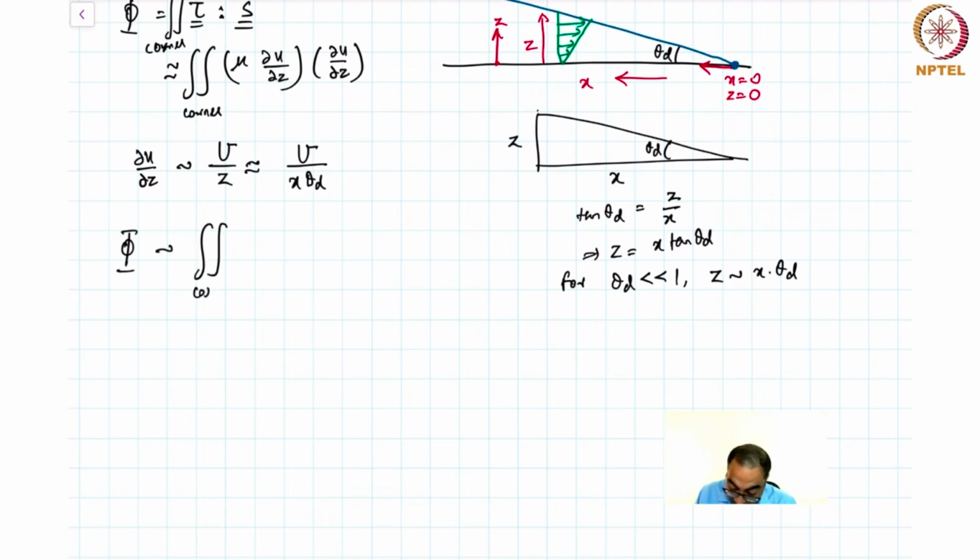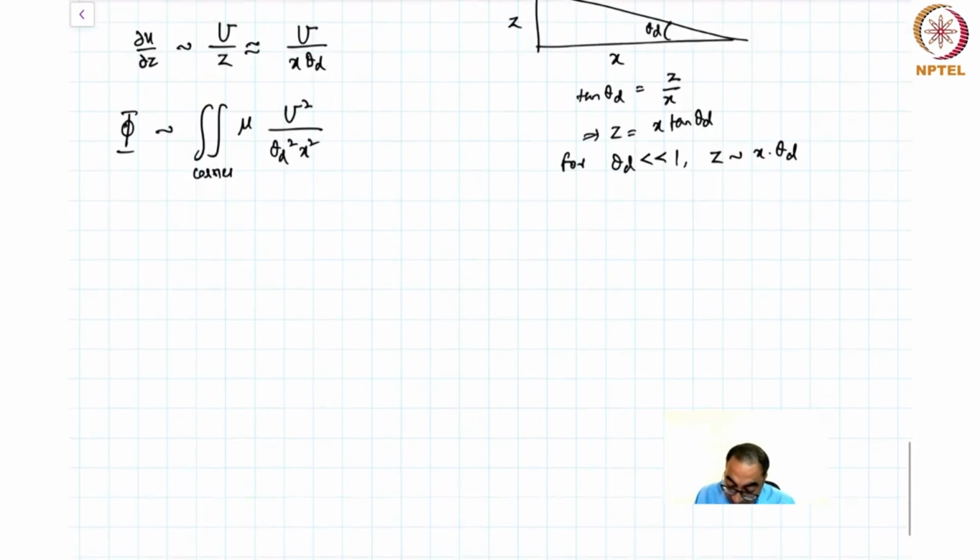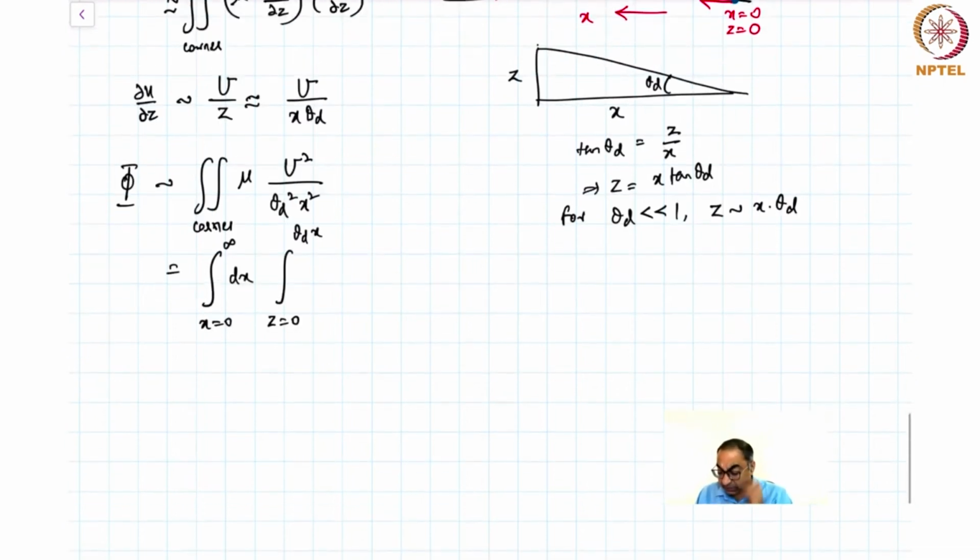This is integrated over the corner, mu times U square by theta d square x square. If you want to be more specific, this essentially becomes x going from 0 to infinity dx, z going from 0 to theta d x. Remember, this x at infinity should be interpreted as some length scale much larger than the contact line. We will actually come to that in a minute. So it's really not infinity, but we'll have to truncate this integration.